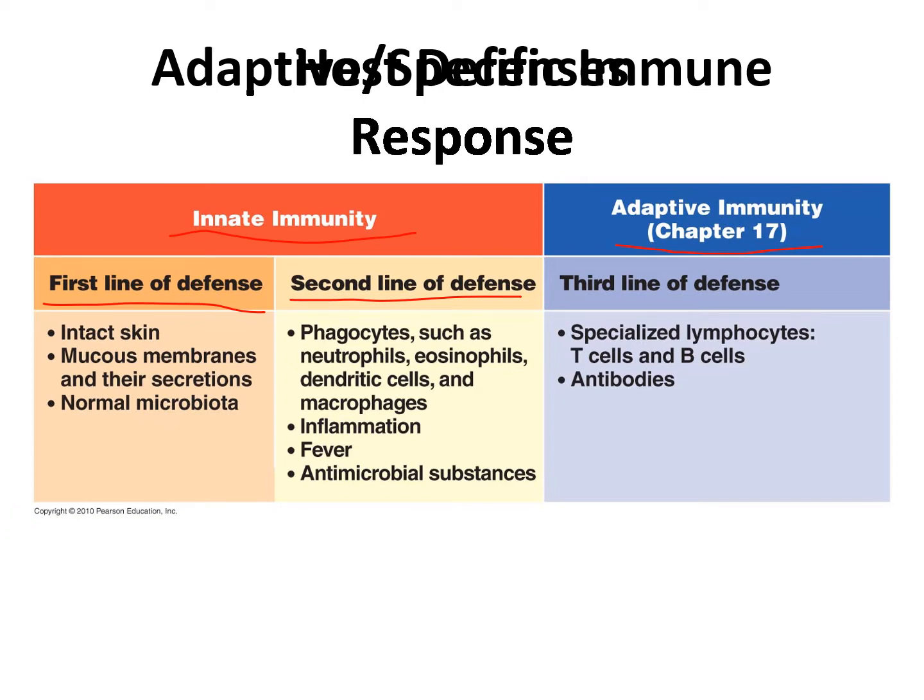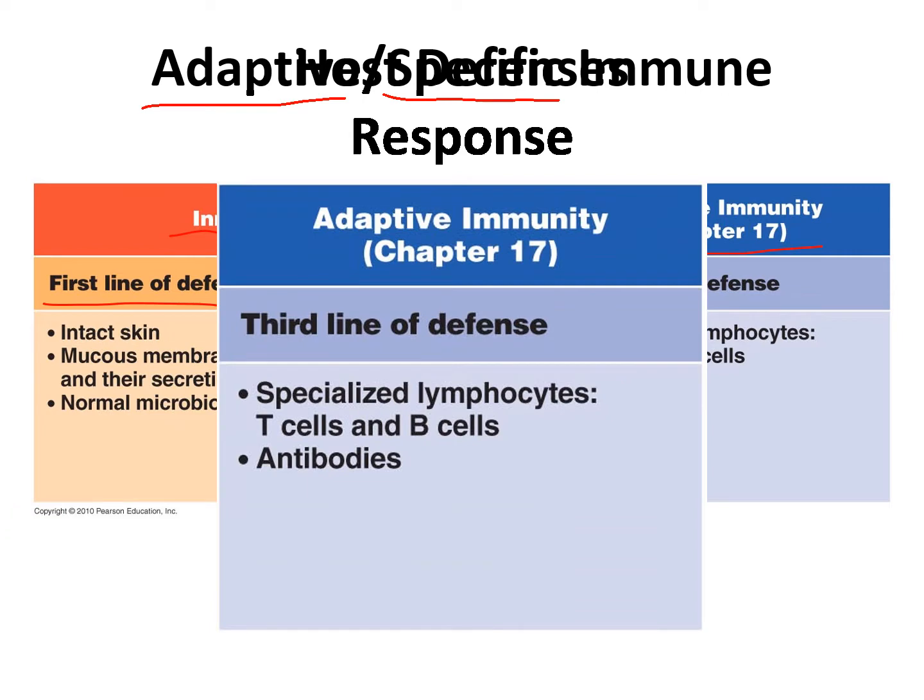Your third line of defense is referred to as your adaptive or specific immune response, and these two words are important. This is the immune response that is adapting to an infection that you have. And it is also a response to that specific microbe, that specific strain of the microbe that is infecting you. So your third line of defense is your response to a specific microbe that has infected you. And this involves your T cells and B cells and also the antibodies.